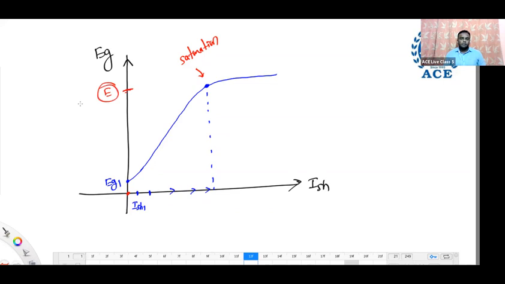Now here we can draw this OCC. This is called open circuit characteristics. What is the other name of this OCC? In labs, we write that. What is that? Magnetization characteristics. Why do we call it magnetization characteristics?